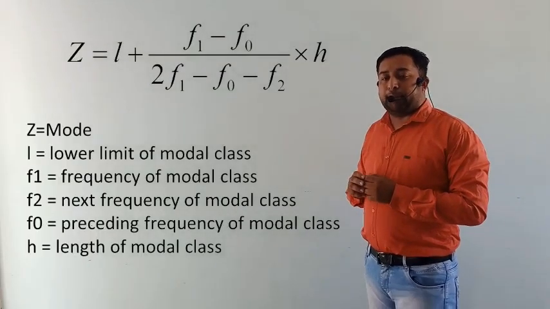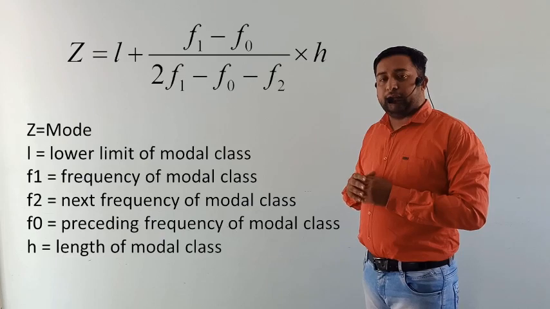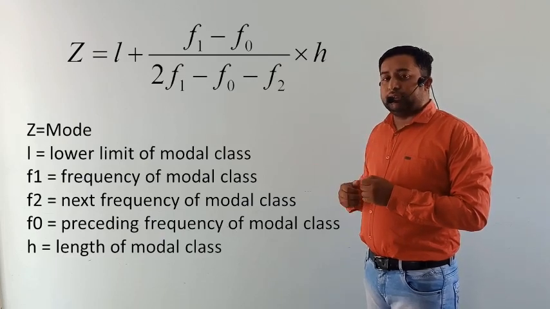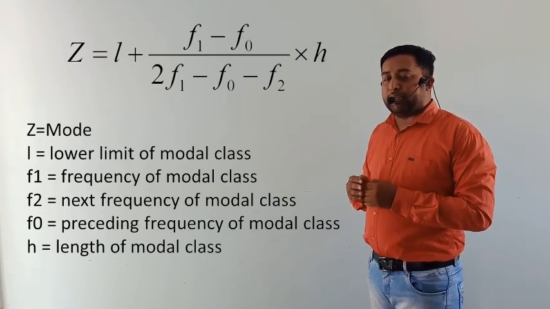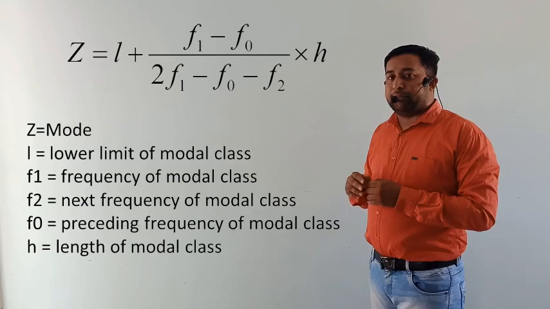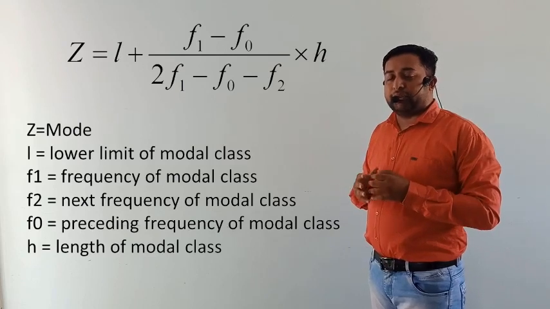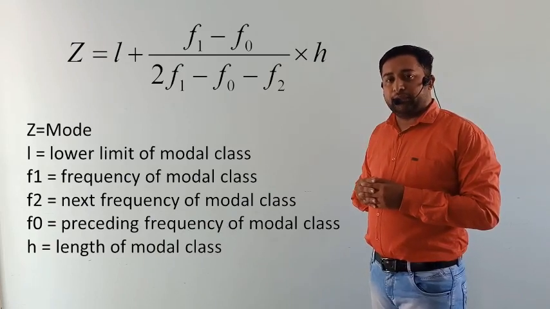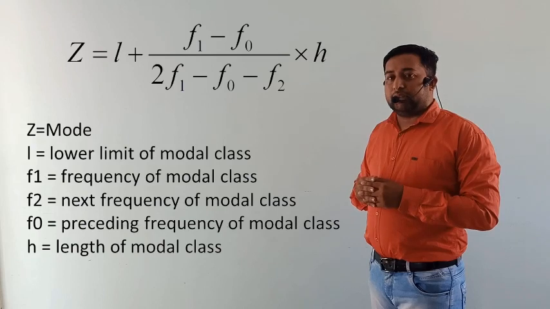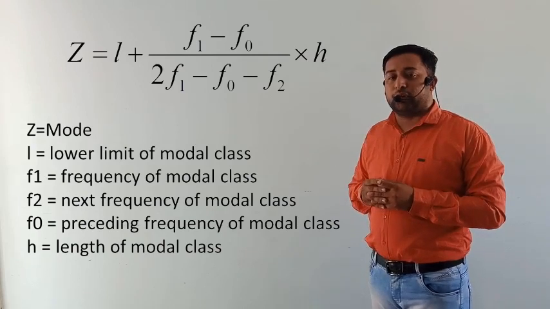For classified data, there is one formula for mode, which is Z is equal to L plus, in the numerator, F1 minus F0, in the denominator, 2 into F1 minus F0 minus F2, multiplied by H. So, we need to understand all the notations. What is Z? Z suggests our mode. What is L? L suggests the lower limit of our modal class.